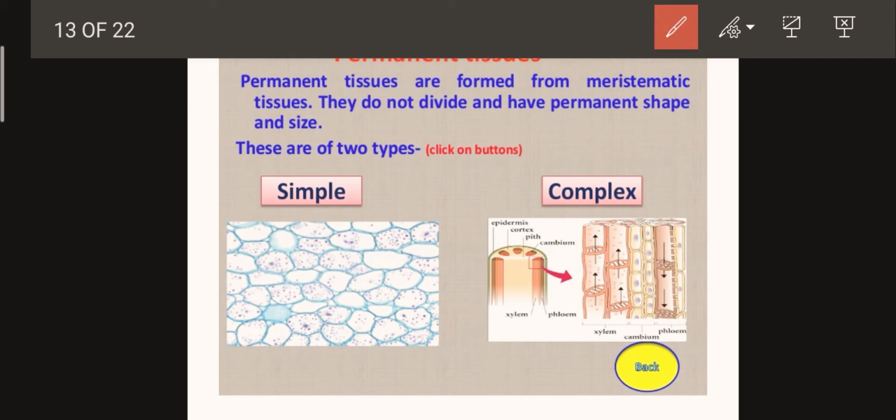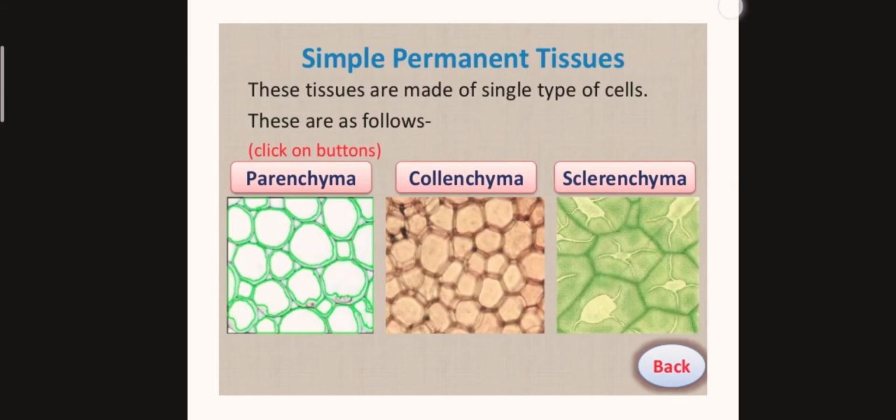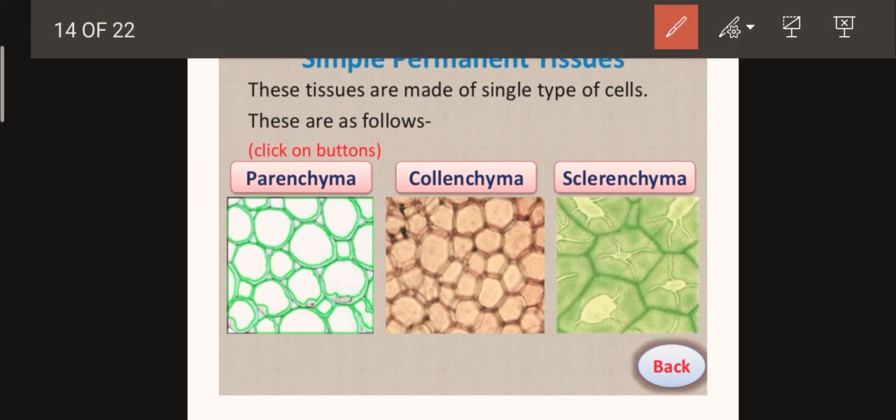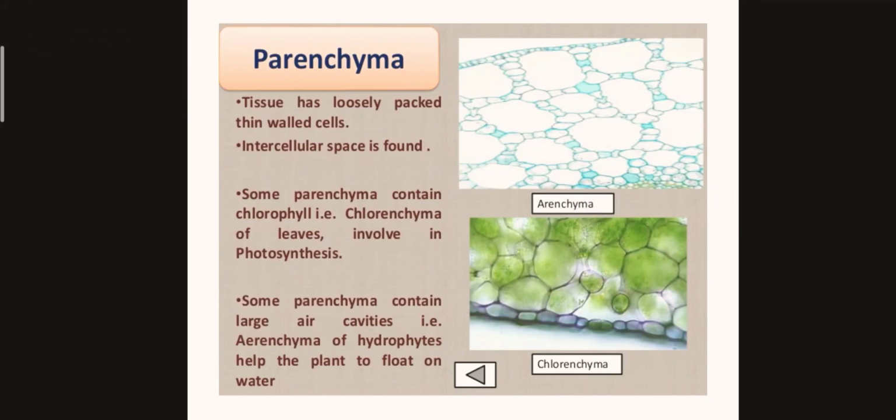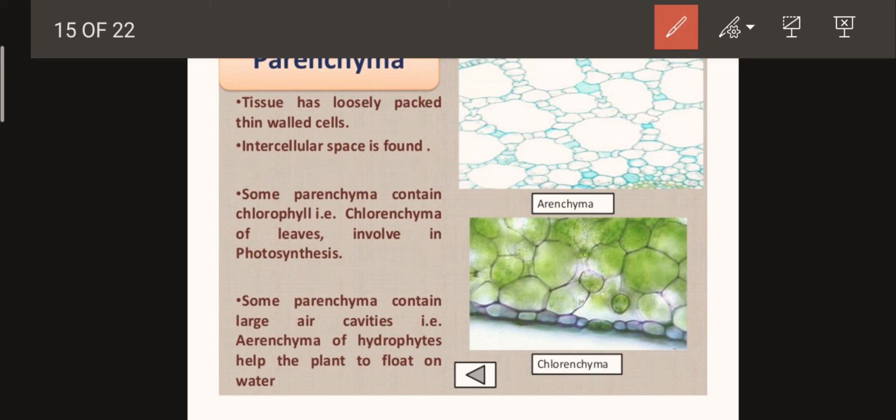Now, when the meristematic tissue forms the permanent tissue, these particular cells don't divide and they become differentiated. So it is simple and complex type. In simple, there is parenchyma, collenchyma and sclerenchyma. Parenchymatous cells are living cells, thin walled cells, and ample intercellular spaces are found.